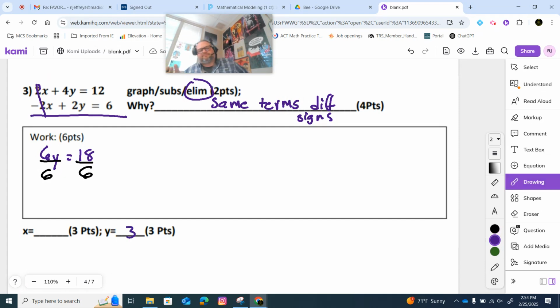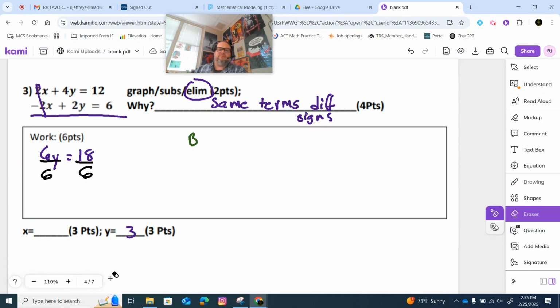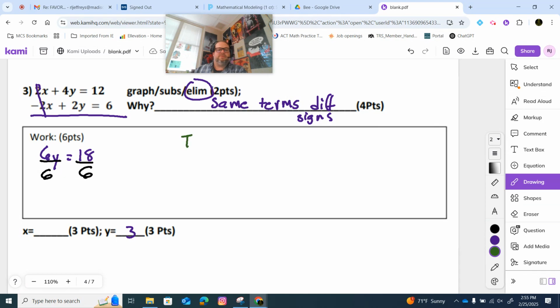Now, again, it doesn't matter. We could use top or bottom to plug this back in. I'm going to use the, I was about to write top and I said bottom. So this is equals 12. So this is 3.